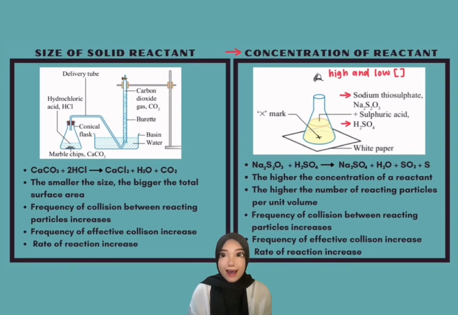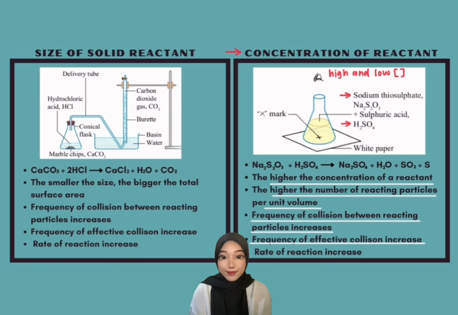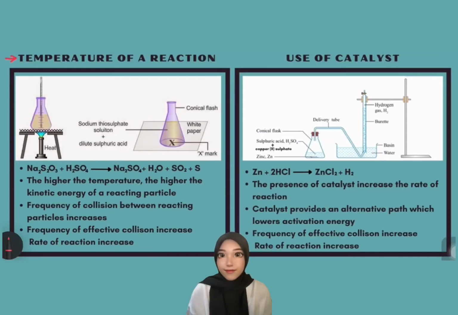An experiment that has a higher concentration of sodium thiosulfate has a higher number of reacting particles per unit volume. Thus, the frequency of collision between reacting particles will increase and the frequency of effective collision will increase too. In conclusion, the rate of reaction will be higher for the high concentration of sodium thiosulfate compared to the low concentration.